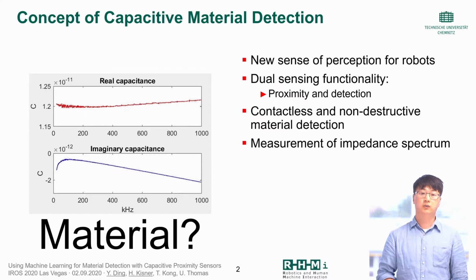In our work, we measure the capacitance at different frequencies, which is nothing else than electrical impedance spectroscopy, performed capacitively. The permittivity of individual materials differs slightly at different frequencies. However, the question is how we can infer the material from the impedance spectra.